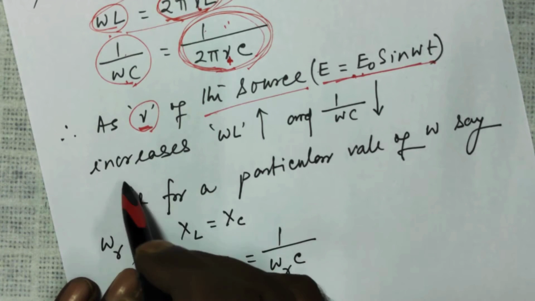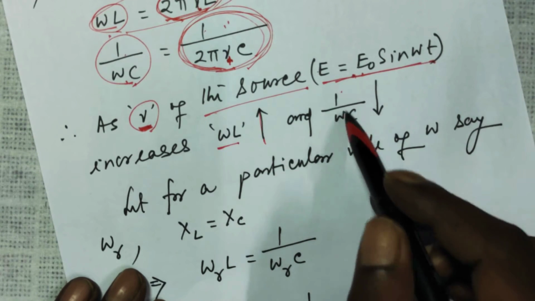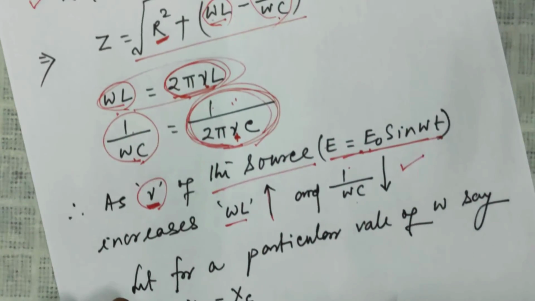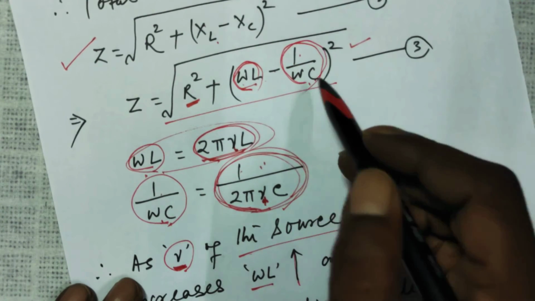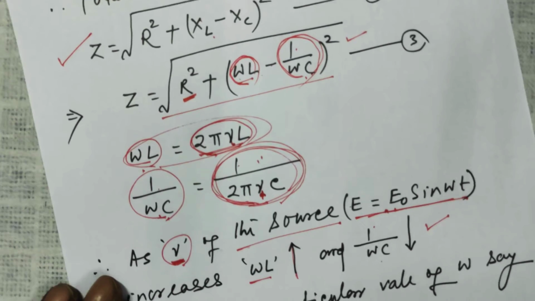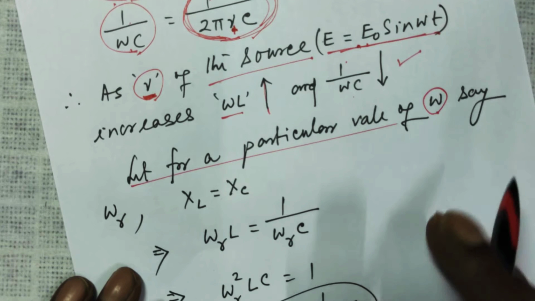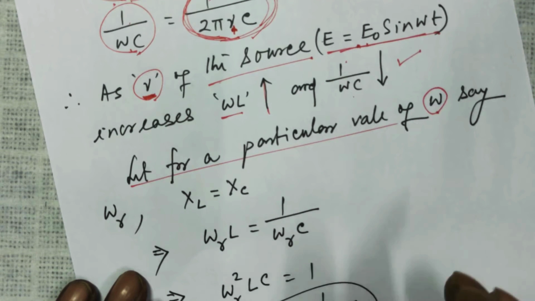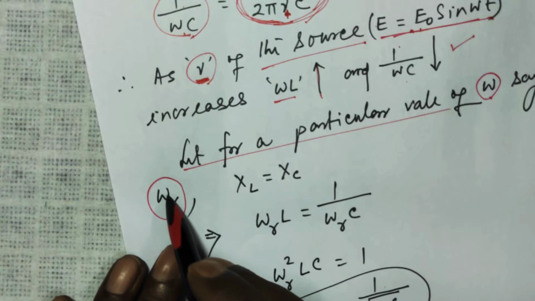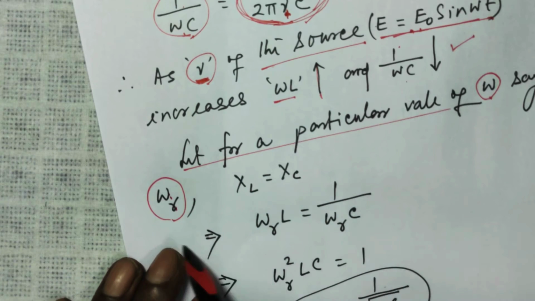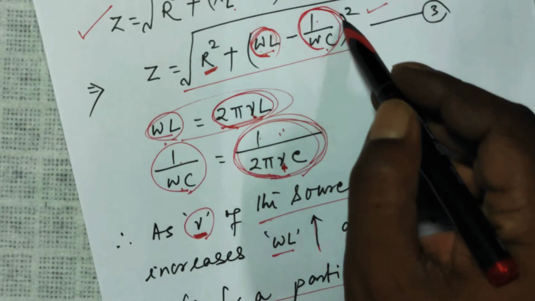So that is what I said. As nu increases, omega L increases and 1 by omega C decreases. Means the resistance offered by the inductor increases, the resistance offered by the capacitor decreases. Now, suppose for a particular value of omega, let that particular value of omega be symbolically written as omega R, means resonant angular frequency. For such an omega, suppose this is equal to this.